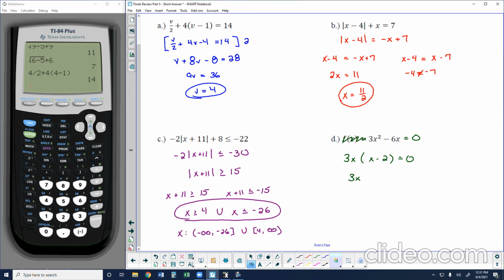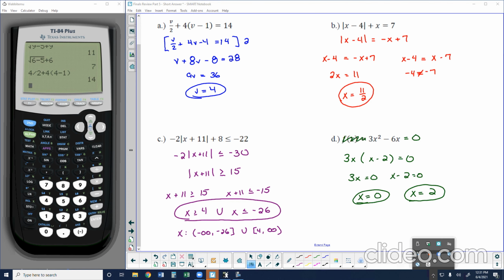Now, when you have factors of a polynomial that multiply together to give you 0, you can set each factor equal to 0 individually. So 3x equals 0, and x minus 2 equals 0. Thus, we have two solutions: x equals 0, by dividing by 3, and then adding 2 to both sides, x equals 2.